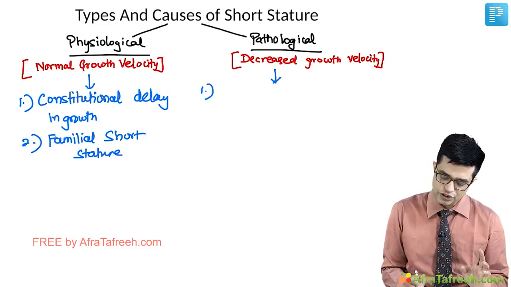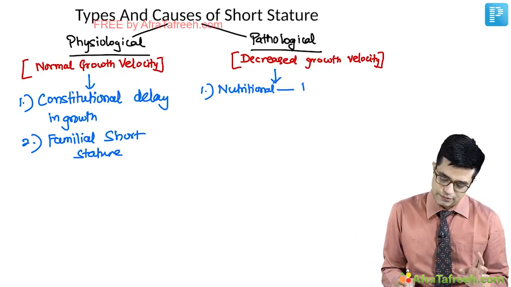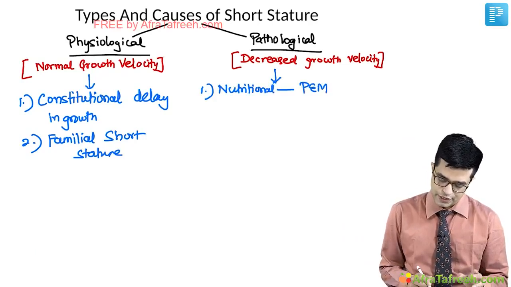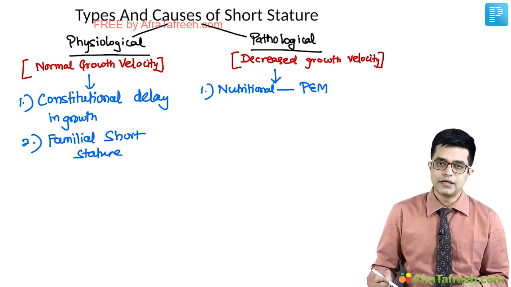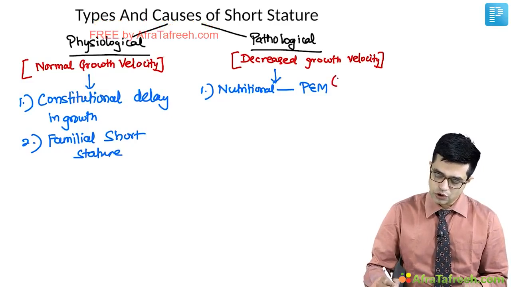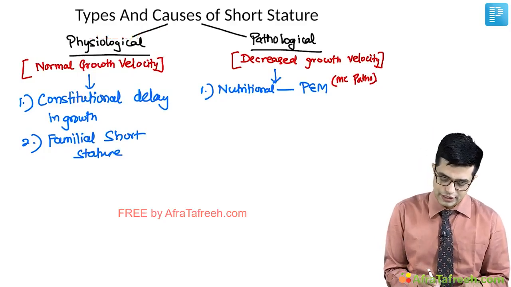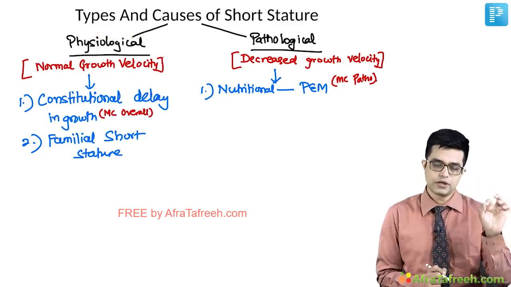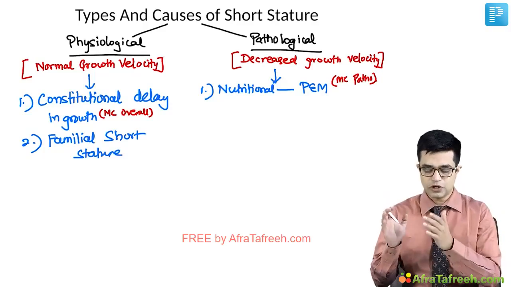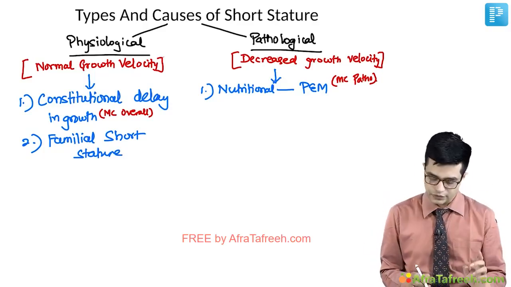First is nutritional causes. For example, protein energy malnutrition. According to Nelson as well as textbook of pediatrics by Dr. Suraj Gupte, it is the most common pathological cause of short stature. Right? Constitutional delay in growth is the most common overall cause of short stature. Remember this. So overall most common is constitutional delay in growth. If they ask most common pathological, it is nutritional cause.